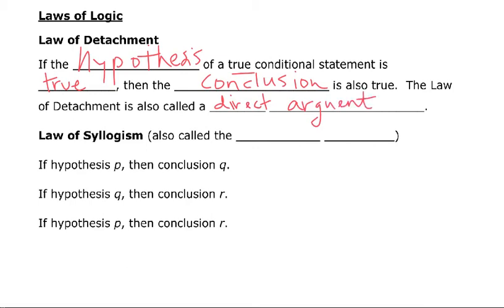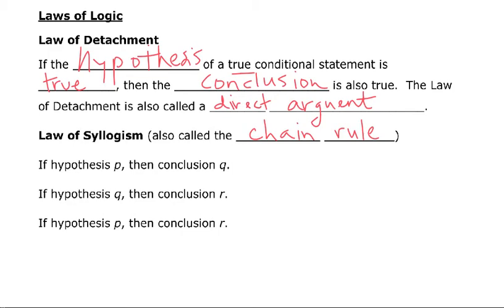So the law of syllogism, also called the chain rule, and think of why it's called that, think of what a chain looks like, that it all connects together. The same thing will happen here. So if the hypothesis happens first, I'm going to give you an example.